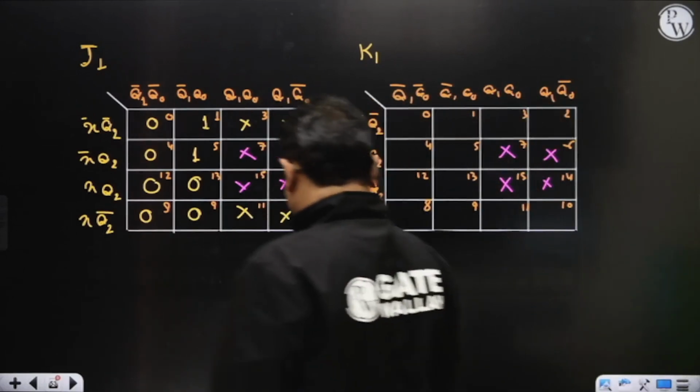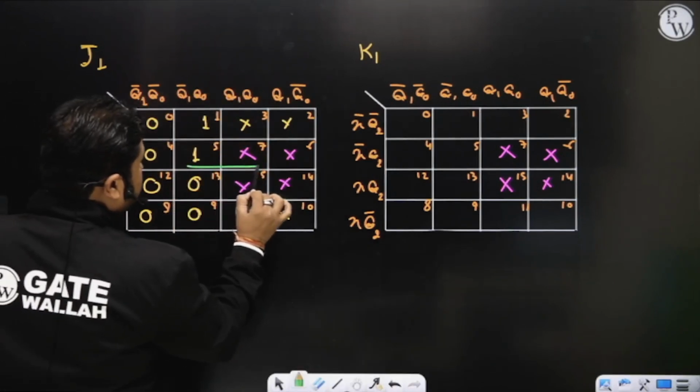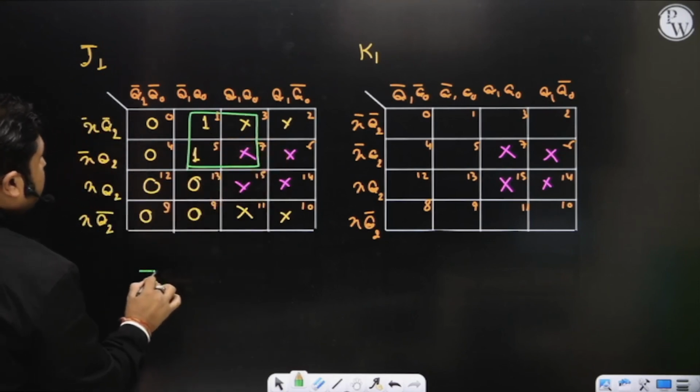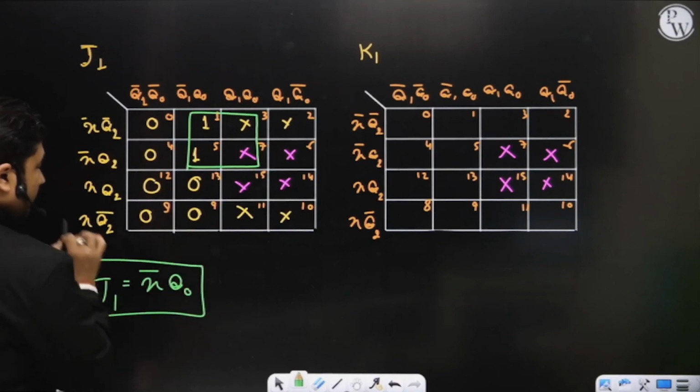So how to find the minimized expression for this one? It's very easy. You can take one quad. With this quad we are getting x bar naught. This is your J1. Great.